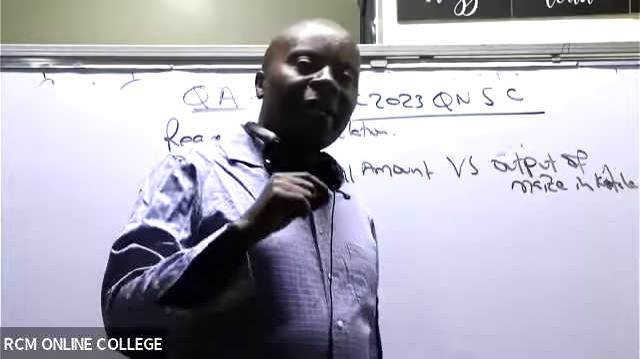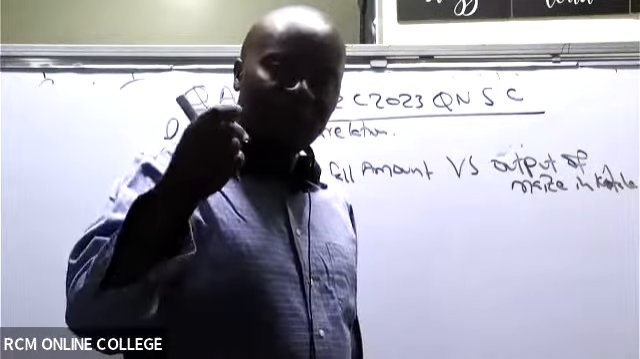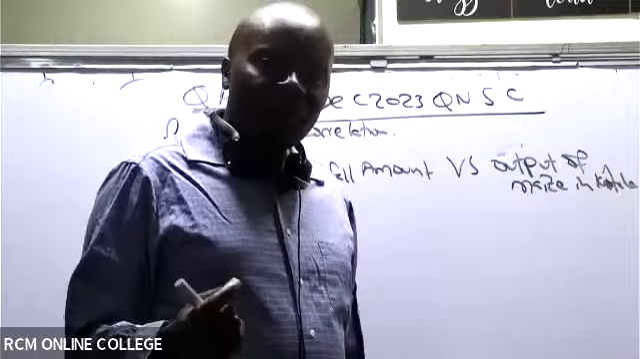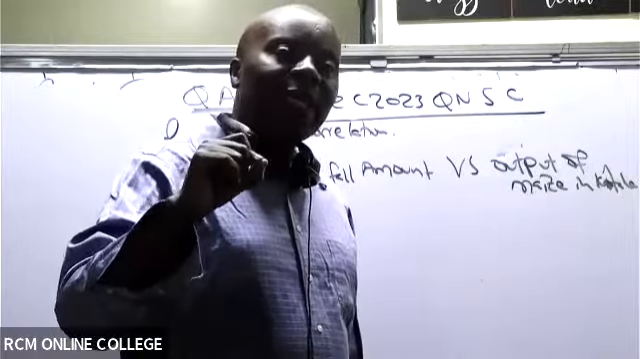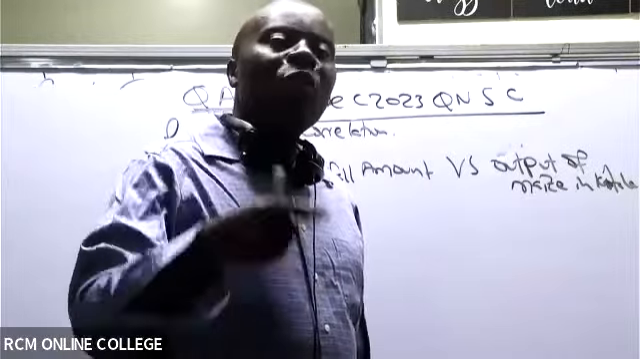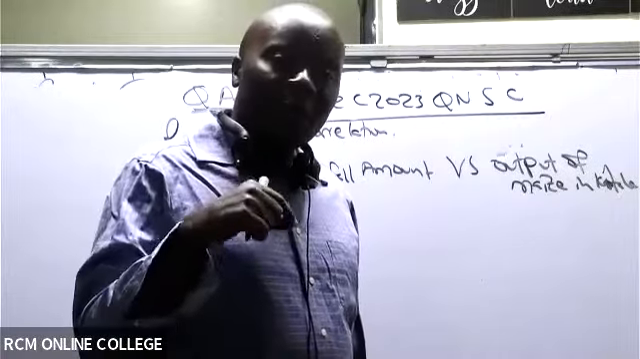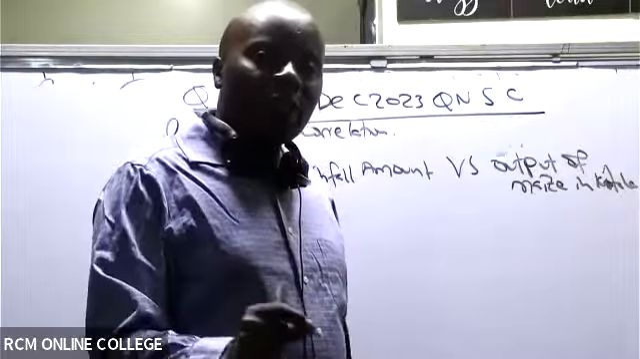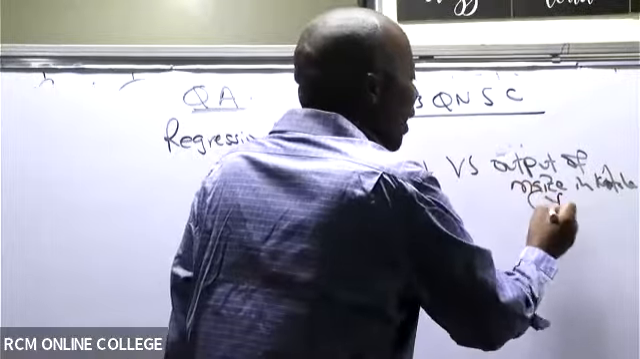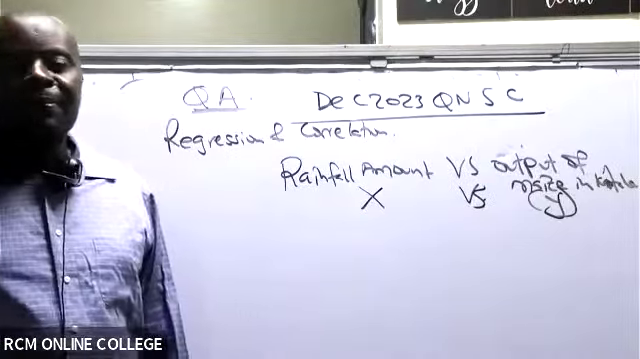The output of maize, the performance of maize, how this maize will perform on the ground will really depend on rainfall. So you must establish the dependence relationship. Which one depends on the other? The moment you confuse there, then you get 0 in the entire question. The one that depends on the other is the output, which depends on rainfall. So automatically the output here will be Y, and the other one will be X.